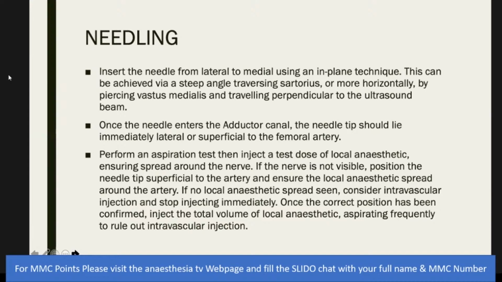Ensure spread around the nerve. If the nerve is not visible, position the needle tip superficial to the artery and ensure the local anesthetic spreads around the artery. If no local anesthetic is seen, consider intravascular injection and stop injecting immediately. Once the correct position has been confirmed, inject the total volume of local anesthetic, aspirating frequently to rule out intravascular injection.